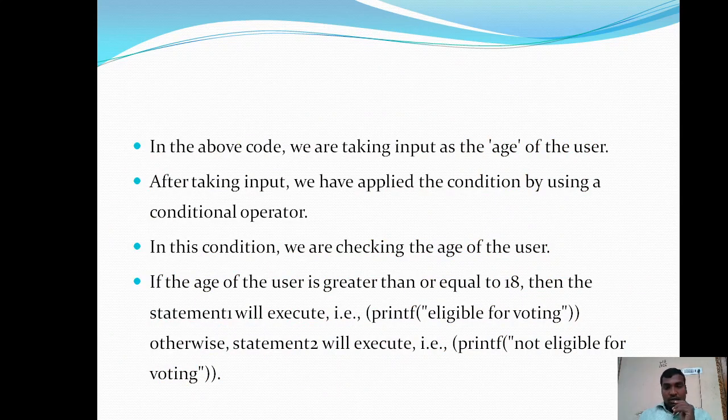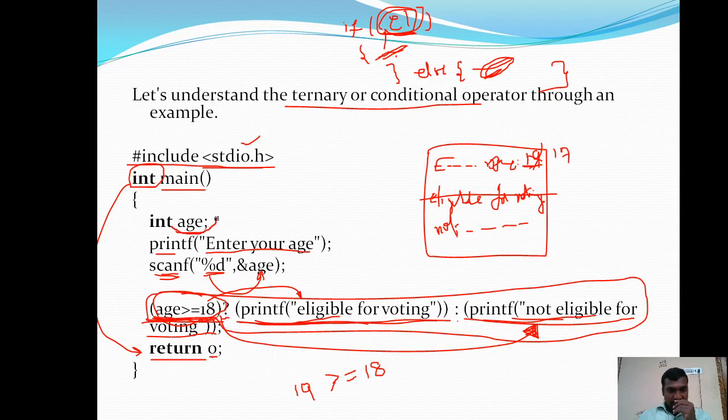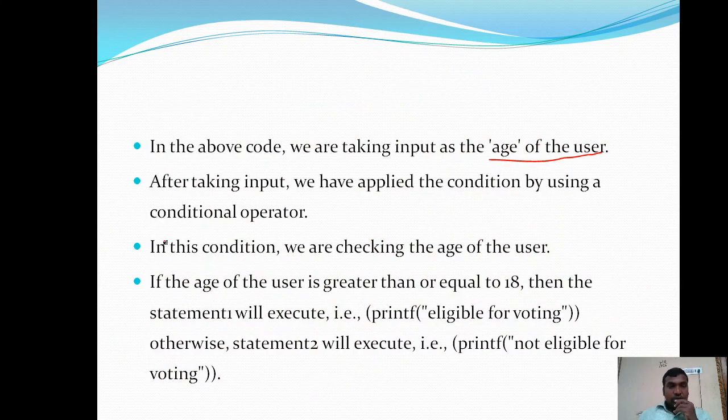Now, in the above code we are taking the age of the user as input. We enter the age, and it is stored in the variable age. After taking the input, we have applied the condition by using a conditional operator. In this condition we are checking whether the age of the user is greater than or equal to 18 or not. If the age is greater than or equal to 18, then statement 1 will be executed.